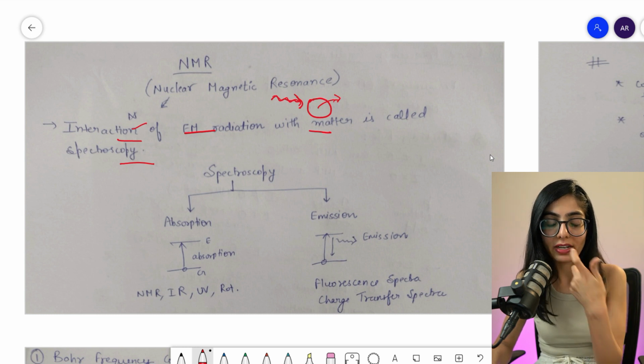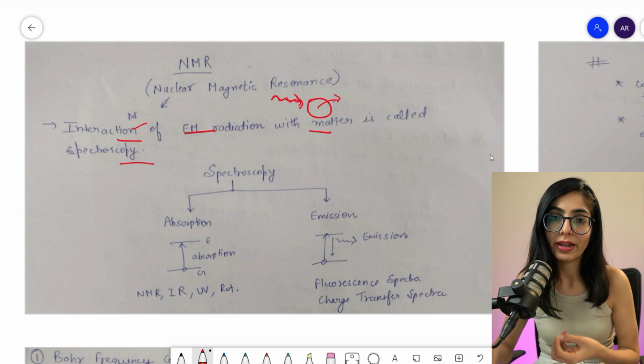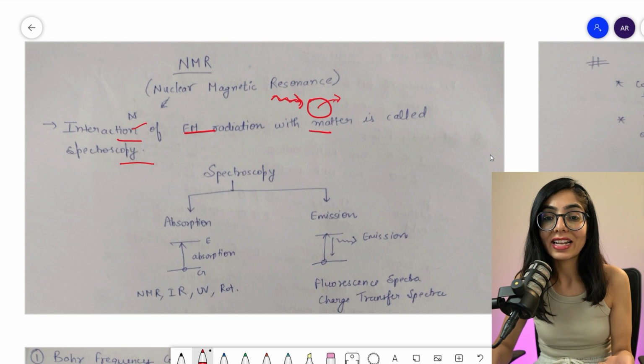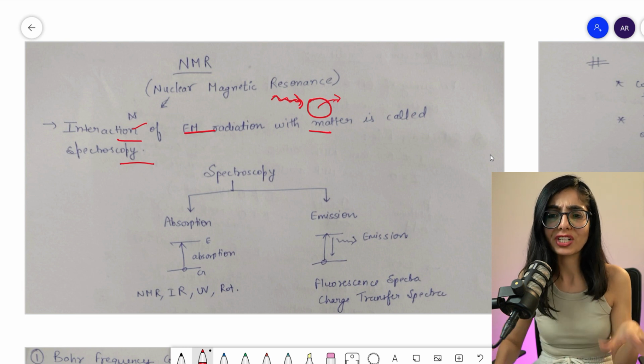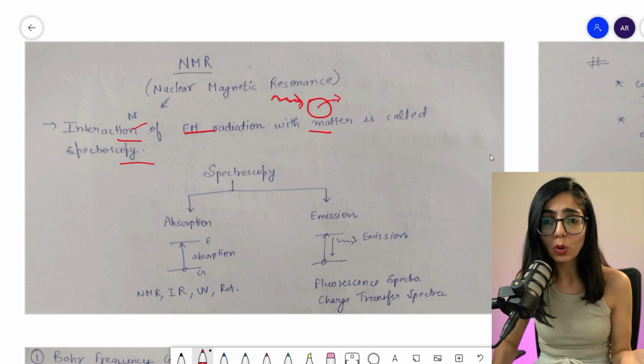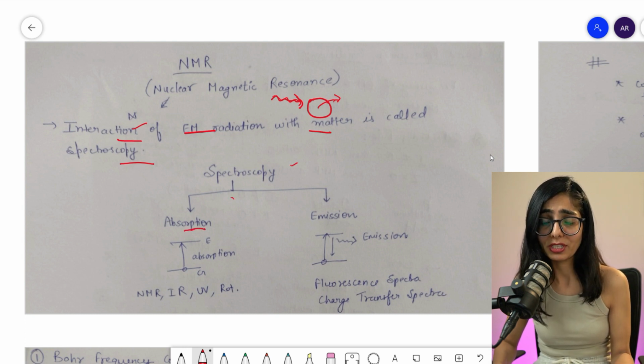So suppose you have an unknown compound and you want to know what it is, in that case we'll use spectroscopy to know the nature, characteristics and different aspects of this matter. So I hope the basic definition is clear. So let's go over to the further bifurcation of spectroscopy. It is classified further into absorption spectroscopy and emission spectroscopy.